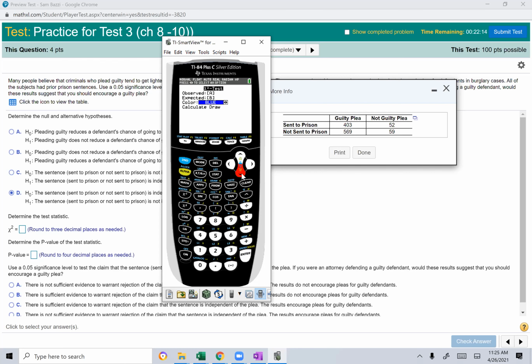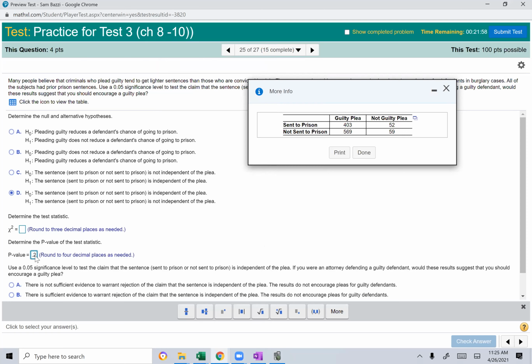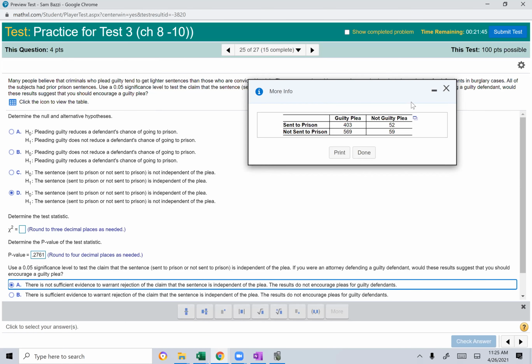And you see, you're going to get the observed values. And so the test statistic is 1.186, guys, you put it right here. P-value is 0.2761, which is more than alpha. Fail to reject the null hypothesis. There is not enough evidence to reject the claim. Right here. All right, next.